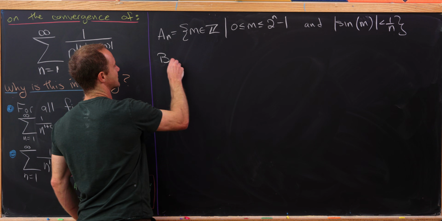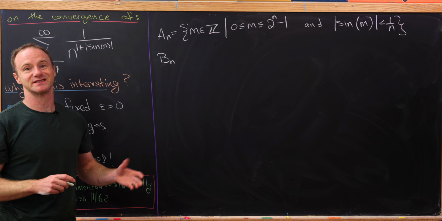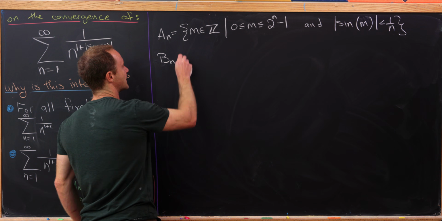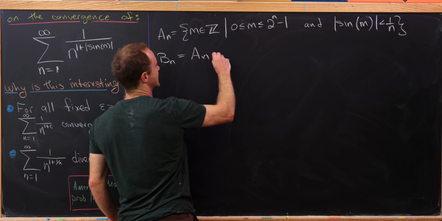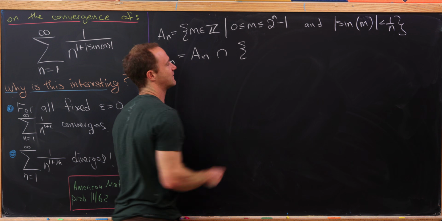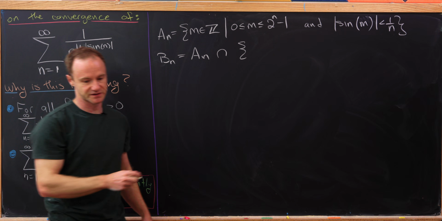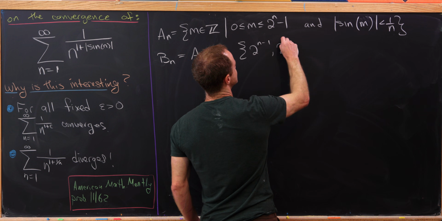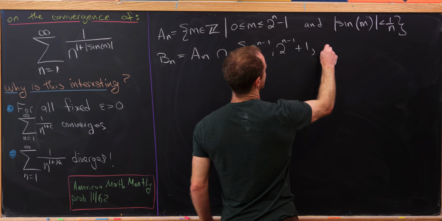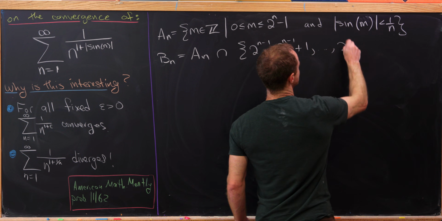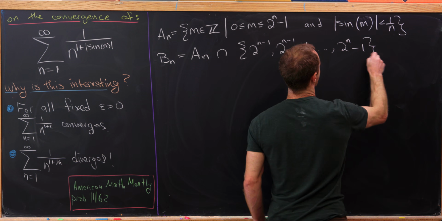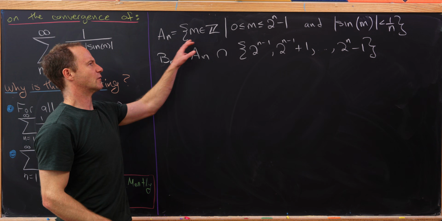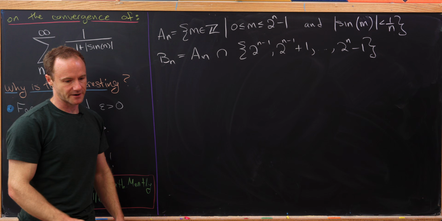And then my second family of sets are in fact just subsets of A sub n, and we'll call them B sub n. They're going to be A sub n intersected with the following subset of integers: 2 to the n minus 1, then 2 to the n minus 1 plus 1, all the way up to 2 to the n minus 1. So it's like the top end of numbers that would satisfy this rule right here.